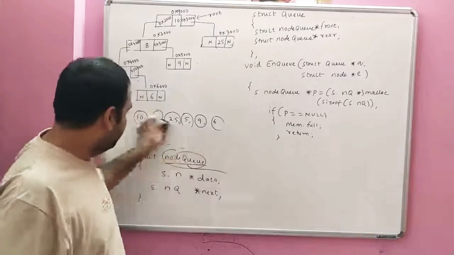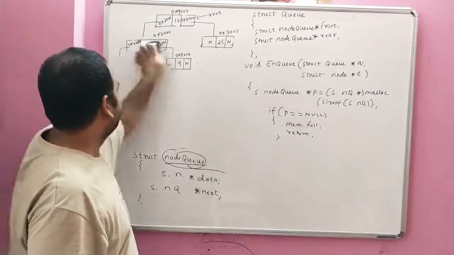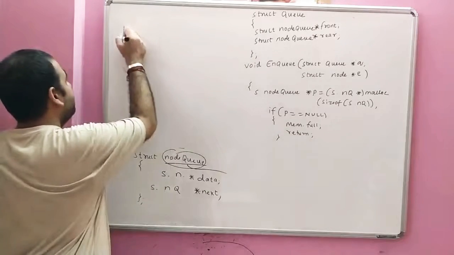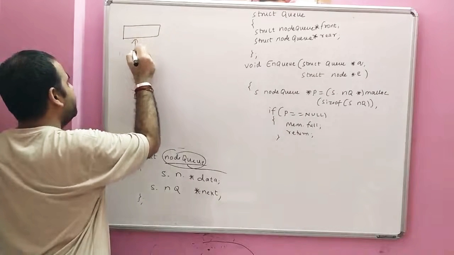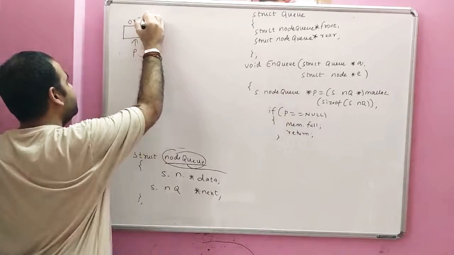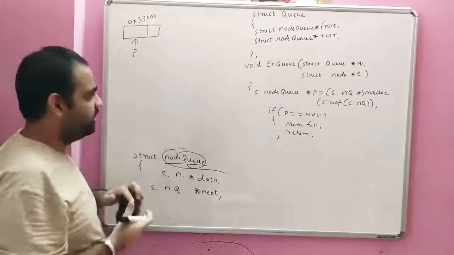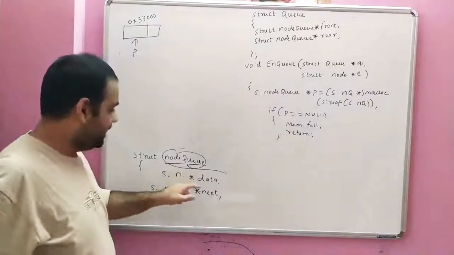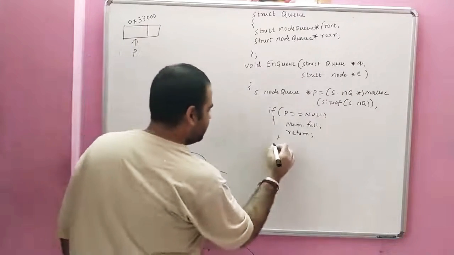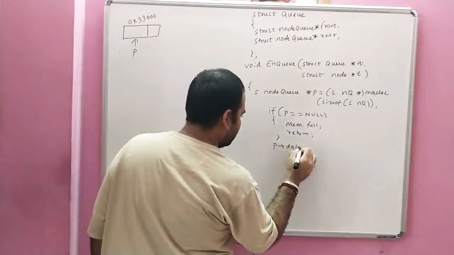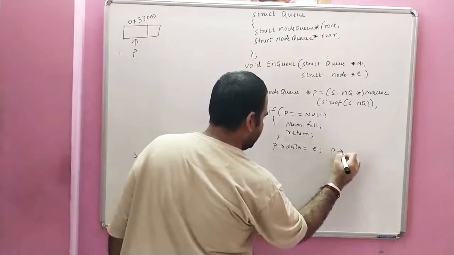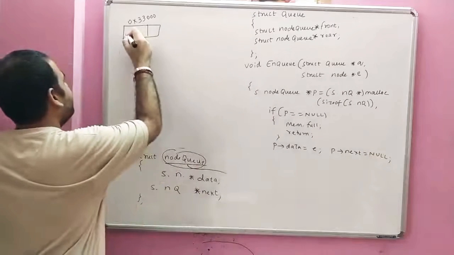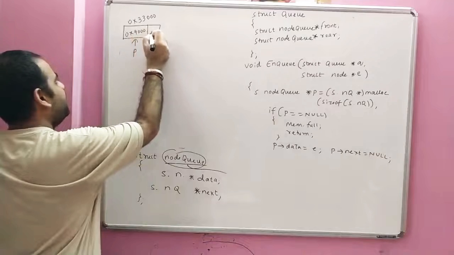If suppose the queue is not full, now if queue is not full, what will happen? Memory has to be created. Therefore, a memory would be created over here. Suppose this is P. Let the address of this be say 33,000. Now, there are two things in P because it is node queue. It is not node where there were three things. It is node queue, two things, data and next. And what do we write over here? We say P arrow data is equal to E and P arrow next is equal to null. Suppose I say E is 9,000, that is the address, and P arrow next is null.